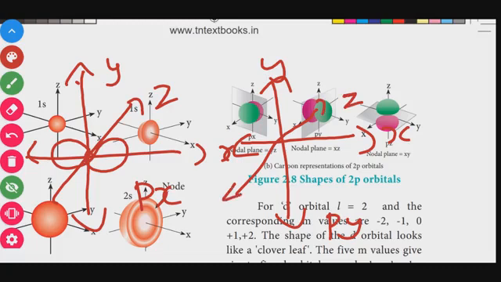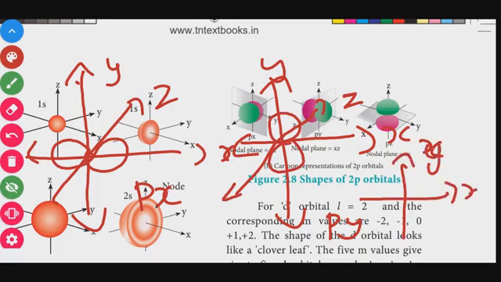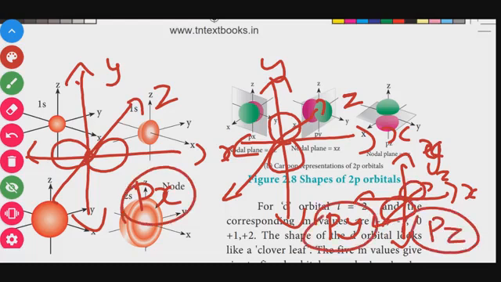Okay, py will be like this, and then for pz I will draw here x, I'm sorry, y, x, and over here z, and it will be like this, okay, pz. So this is px, py and pz, and then we can draw the nodal plane. Okay, px is touching along the x axis, py is touching along the y axis, pz is touching along the z axis.